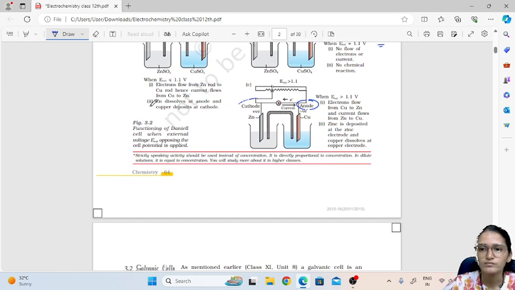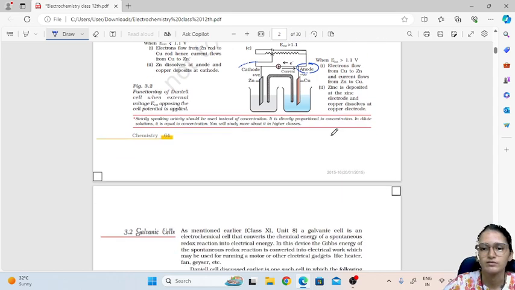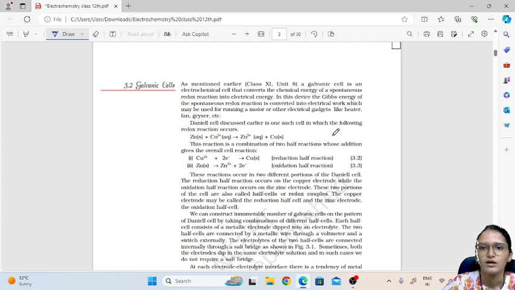So here we can see electrons now flow from copper to zinc. Actually electrons should flow from zinc to copper normally, but when the external potential is more, electrons flow from copper to zinc, and zinc is deposited at the zinc electrode and copper dissolves at the copper electrode. So this is what happens when you increase the potential.